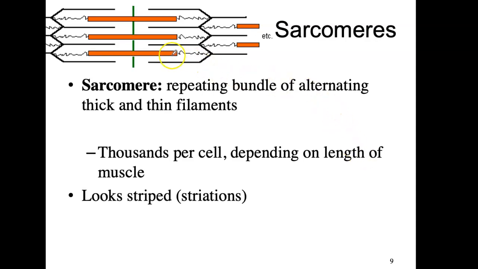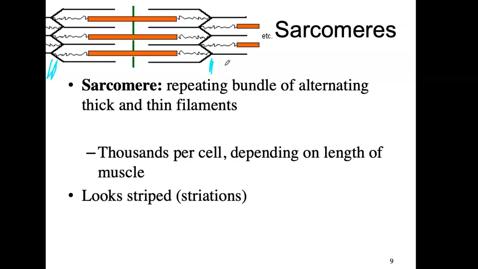So in my diagram here, the orange would be the thick filament, and the black would be the thin filament. Thick, thin, arranged in this manner, and then sort of branching out to this end and ending on this zigzag line. So from this zigzag line to this zigzag line, I have one sarcomere. You have thousands of these per cell. Depending on how big the muscle is, it'll have more or fewer of them.